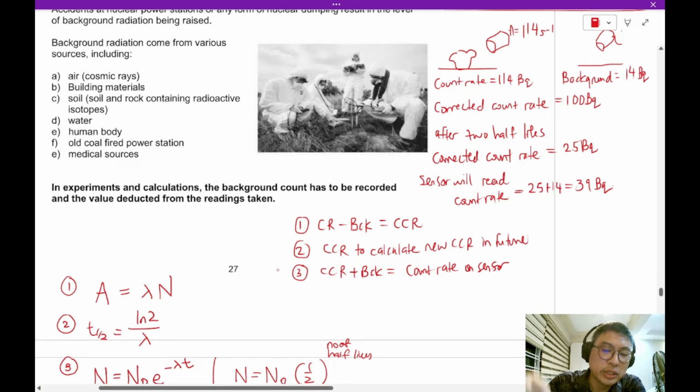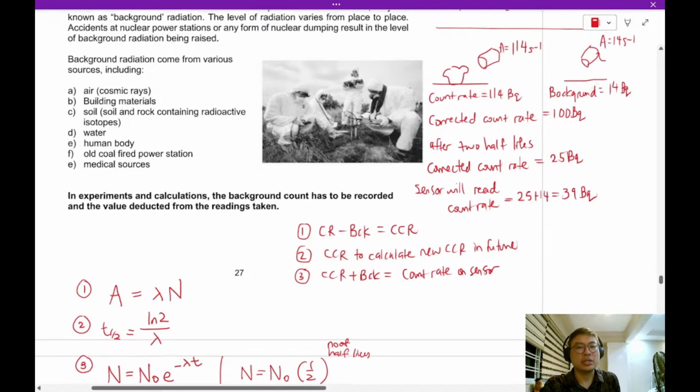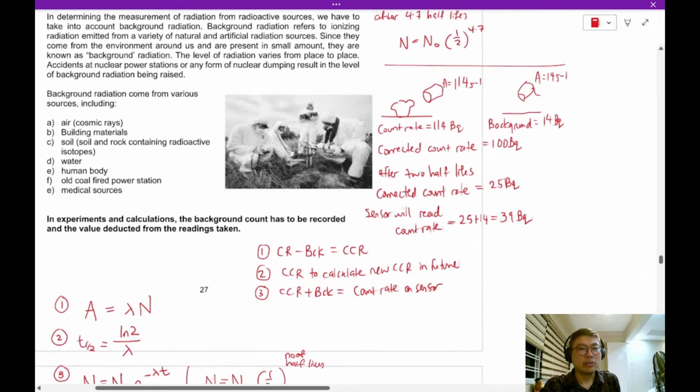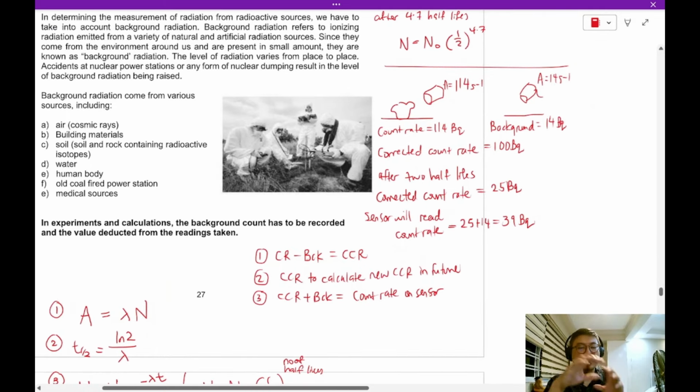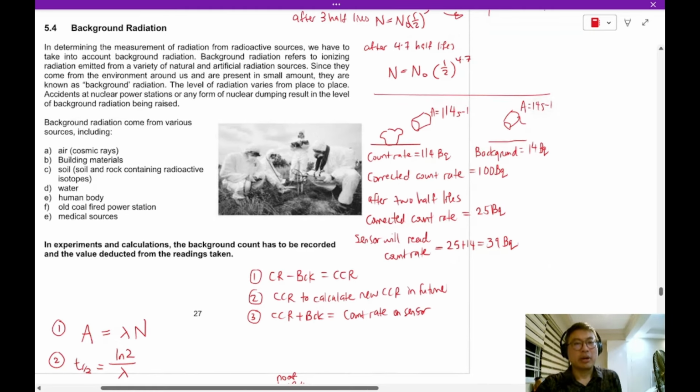Okay, so there are three steps in order to use the background radiation reading. You have to take the count rate, which is the one including background. You take away the background first, then you do all the radioactive decay equations, how many half-lives have passed. Then after that, you add back the background radiation to get the sensor reading, which you expect to get. All right. So this is background radiation.